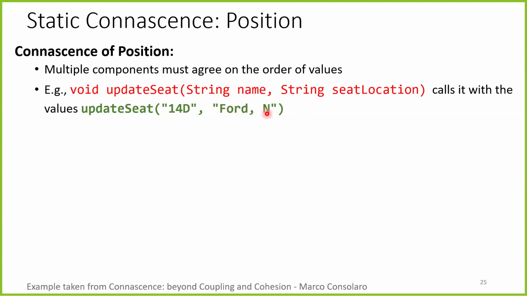So no problem. There is no compile error. As you can see, both are string types, right? But now there is a bug in your code. So again, the connaissance of position says if two components or more than two components depend on each other, they must agree from the beginning on the position, what would be the first thing and what would be the second thing. And all the components that use it must follow that convention.